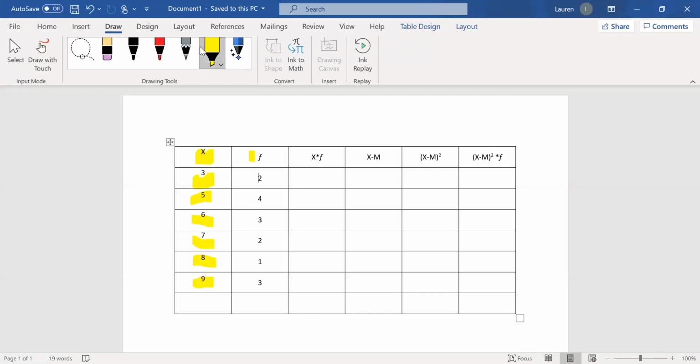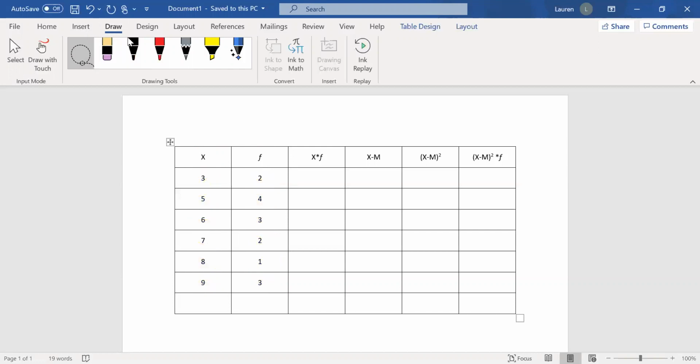And then we have a column for frequency. Frequency tells you how many of those values of X that we have. So for our value of 3, there are 2 people who scored a 3, 4 people who scored a 5, 3 people who scored a 6, 2 who scored a 7, 1 who scored an 8, and 3 who scored a 9.